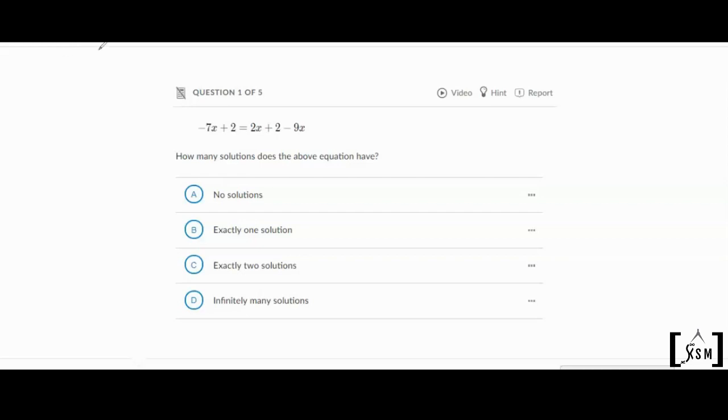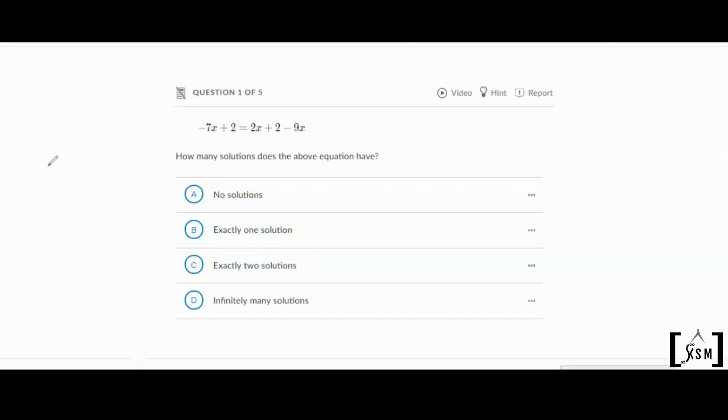Today we'll be learning for SAT, and the topic for today is solving linear equations and linear inequalities. In this lesson, we will learn how to solve linear equations and what kind of questions we face in SAT.